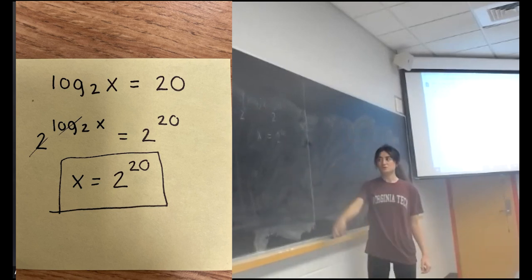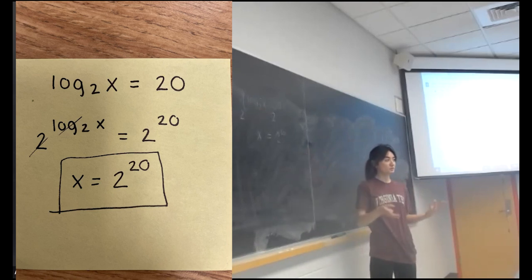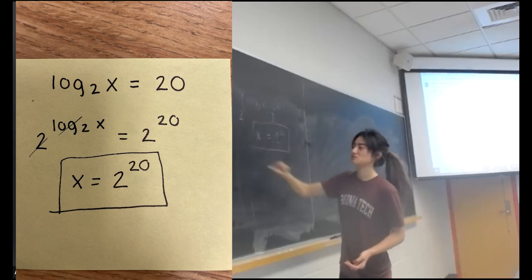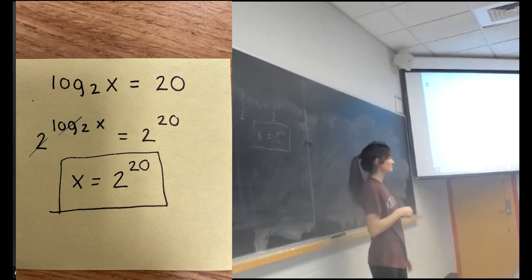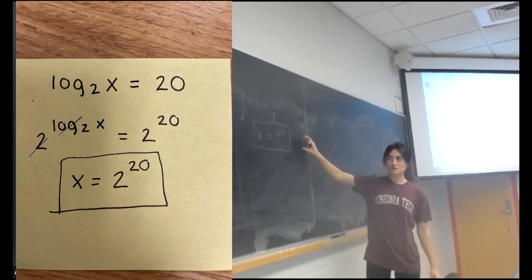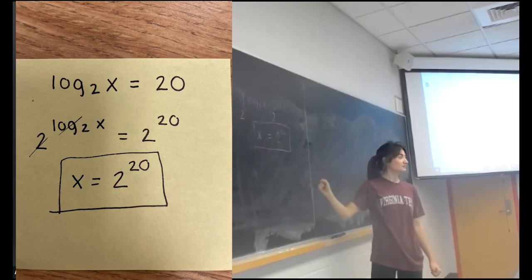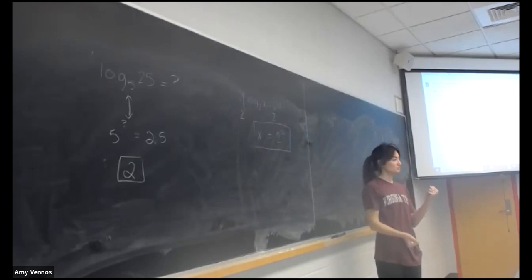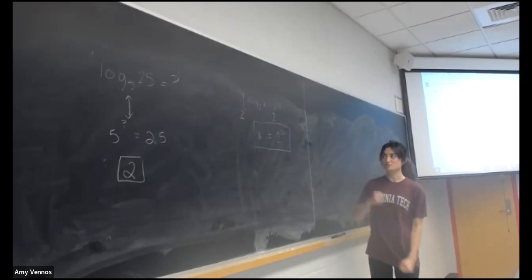Now you can go in your calculator and figure out what 2 to the 20th power is, but if you want to, you can just leave it as it is. Any questions on this example? So very simple. When you have logarithms, all you have to do is take 2 to the power of the log and you're good.